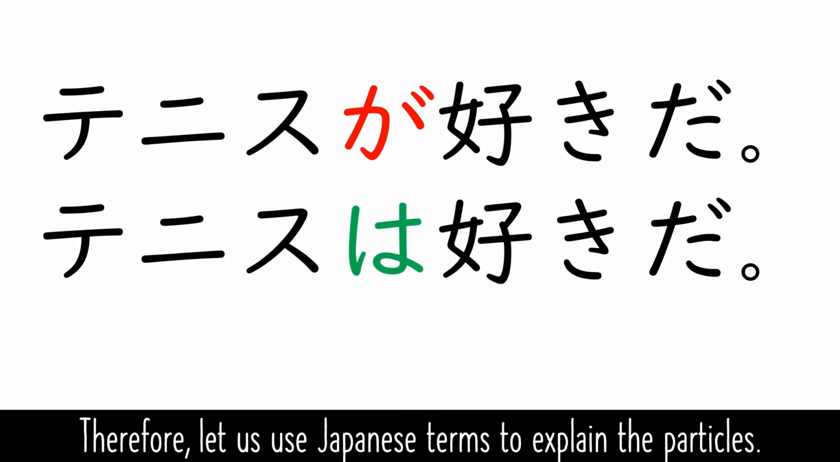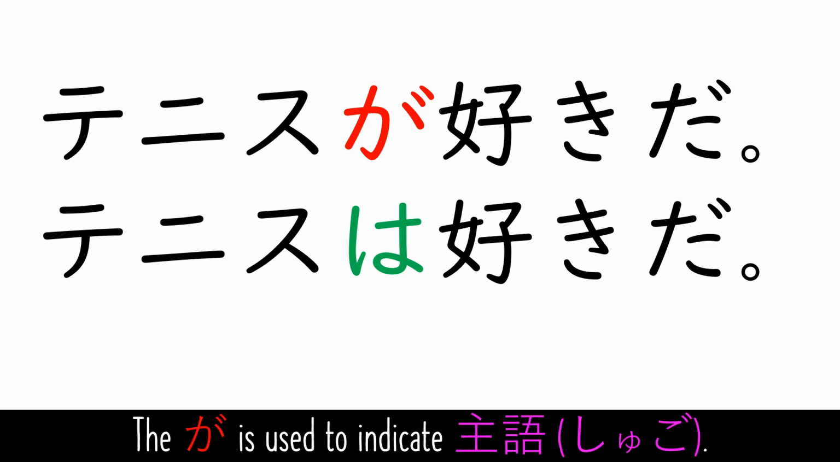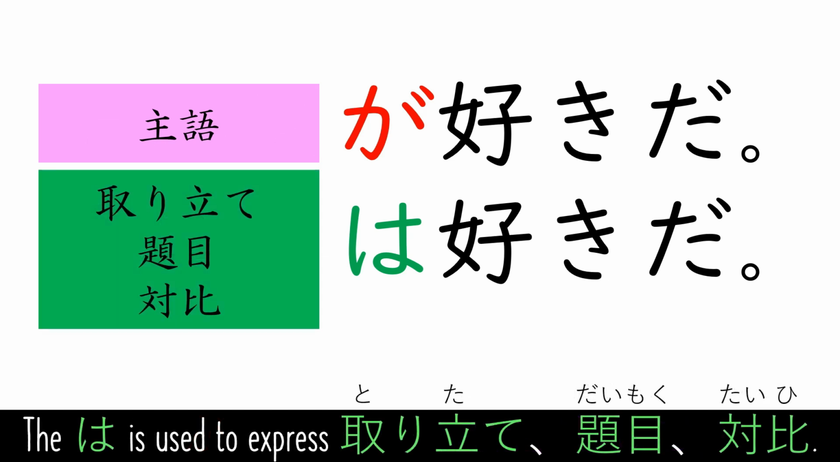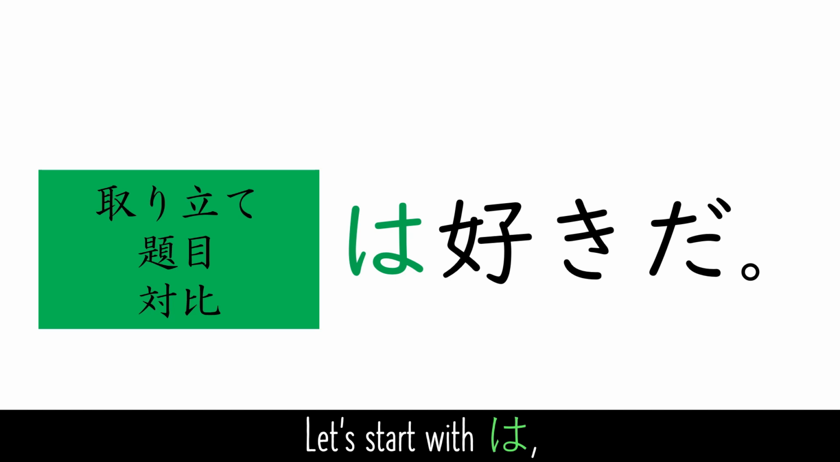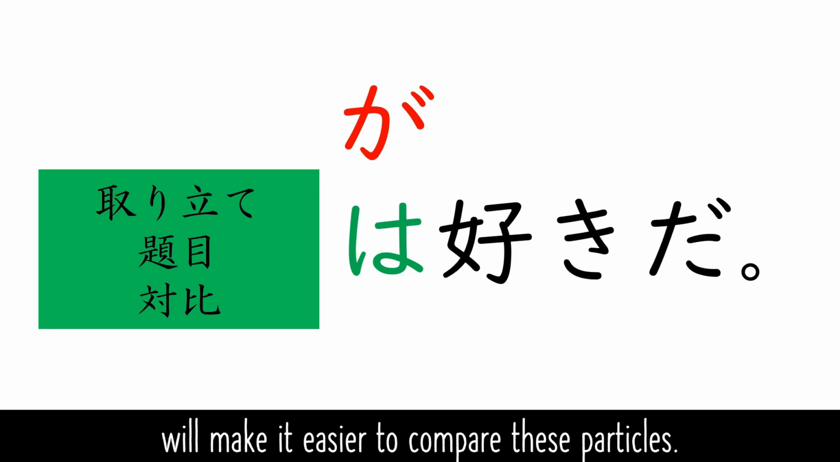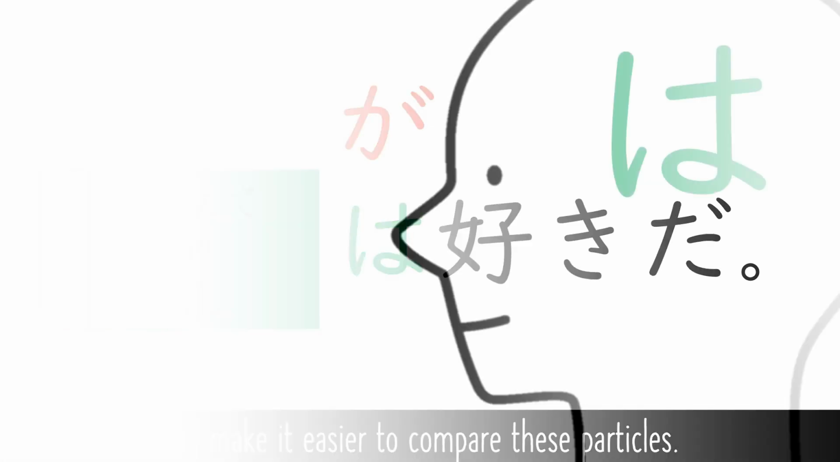Therefore, let us use Japanese terms to explain the particles. Ga is used to indicate 主語. Wa is used to express 取り立て, 題目, 対比. Let's start with 取り立て, because explaining what it fundamentally means will make it easier to compare these particles.